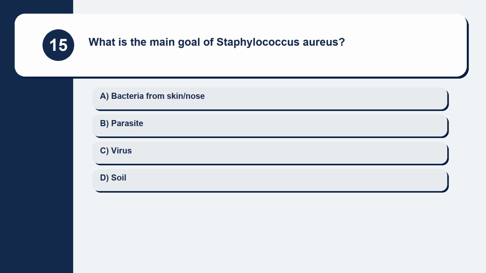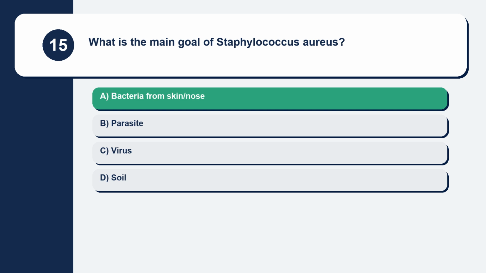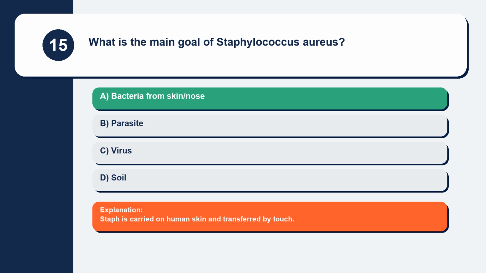Question 15. What is the main goal of Staphylococcus aureus? Bacteria from skin/nose, parasite, virus, soil. Staph is carried on human skin and transferred by touch.